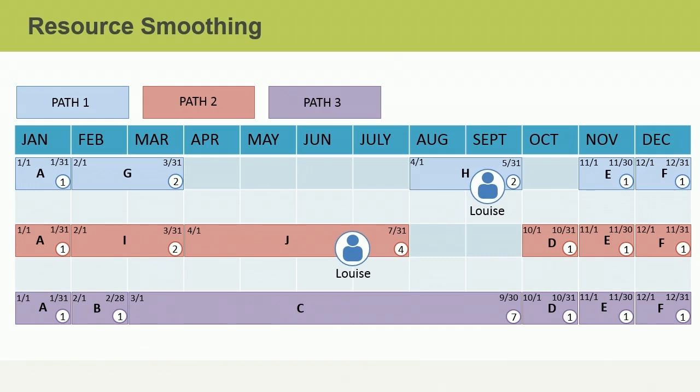If you said that activity H is the better one to use for resource smoothing, that is correct. Using the available float, we can delay activity H by 4 months so that it starts in August rather than April. This resolves the resource conflict with Louise. So why did we choose activity H instead of delaying activity J? Even after delaying activity H by 4 months, there is still 1 month of remaining float on path 1.